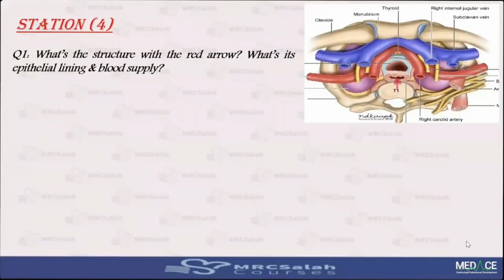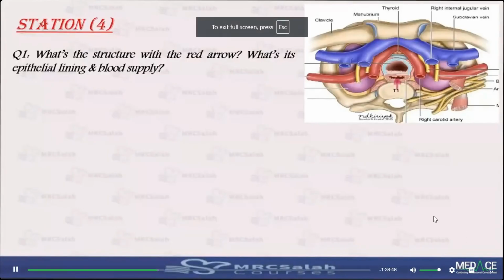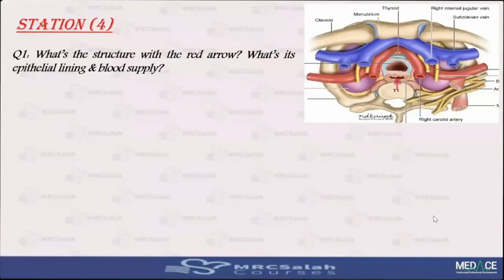The arterial supply of the esophagus: the upper part from the inferior thyroid artery, the middle part from the aorta, and the lower part from the left gastric artery. The venous drainage: the upper part to the inferior thyroid vein, the middle part to the mediastinal vein, and the lower part to the left gastric vein.